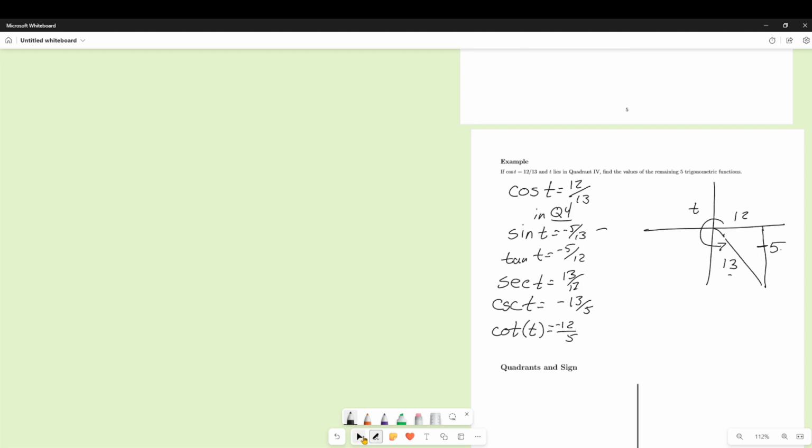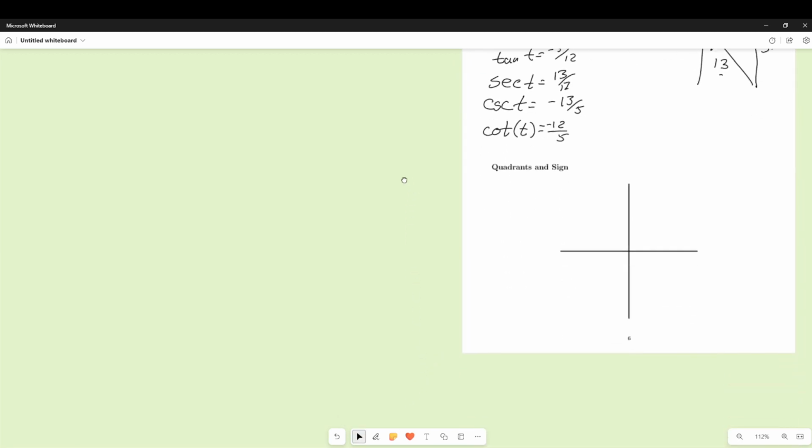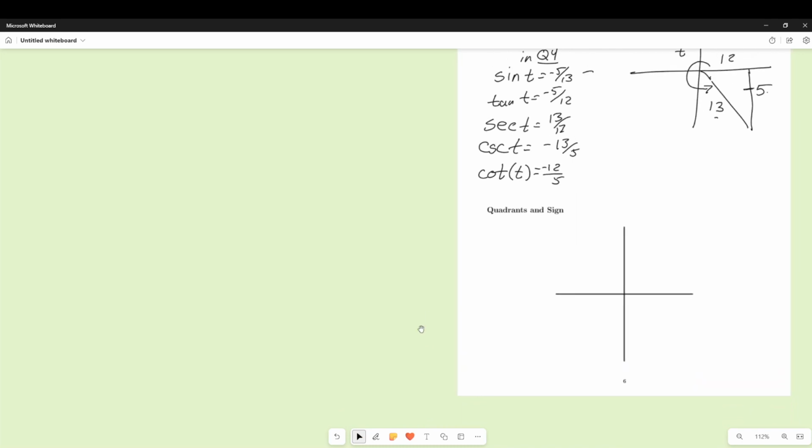So knowing that quadrant is really important because it will tell us the positive or negativeness, the sign, of what values we're going to get. Because everything in quadrant 1 has positive x values and positive y values, all of them, the sine, the cosine, and the tangent of angles in quadrant 1 are all going to be positive.